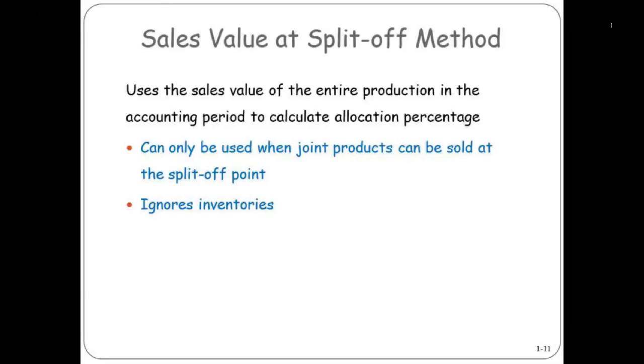So let's start off with sales value at split-off. Generally speaking, the preferred method if you can do it. You can only do it if at the split-off point, at the point when you have different products, those potentially intermediate products have some value in the marketplace so that you can establish their value.